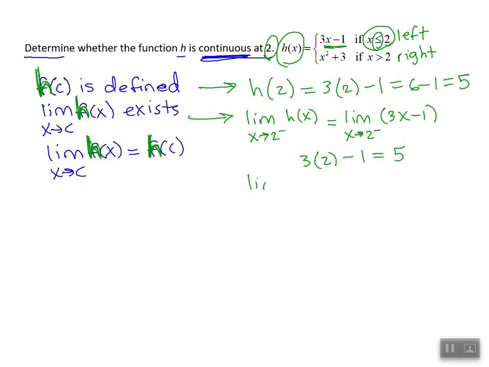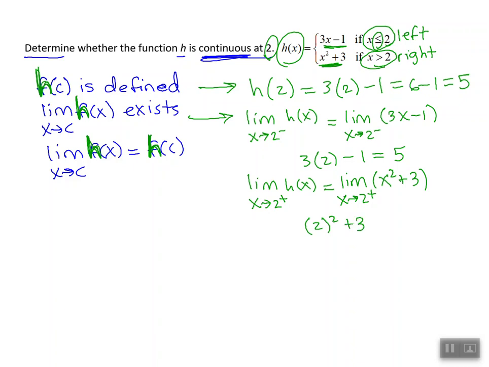Now let's check the limit as x approaches 2 from the right. We're going to use the right-sided piece of the function. So that's going to be equivalent to the limit as x approaches 2 from the right of the expression x squared plus 3. Using direct substitution into that expression, we get 2 squared plus 3, which makes 4 plus 3, or 7.